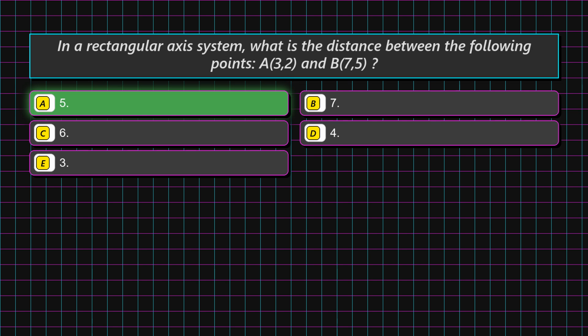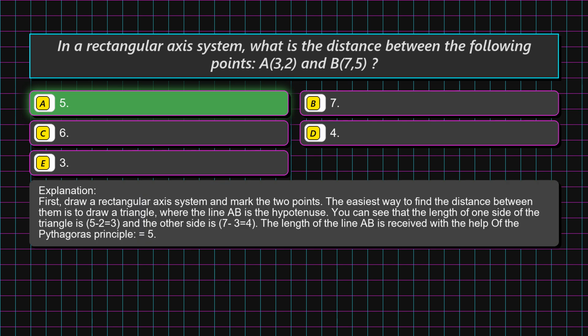The correct answer is option A, 5. First, draw a rectangular axis system and mark the 2 points. The easiest way to find the distance between them is to draw a triangle, where the line AB is the hypotenuse. You can see that the length of one side of the triangle is 5 minus 2 equals 3, and the other side is 7 minus 3 equals 4. The length of the line AB is received with the help of the Pythagorean theorem and equals 5.